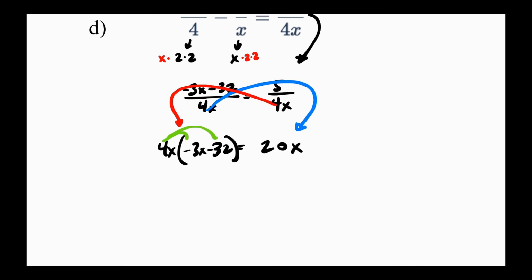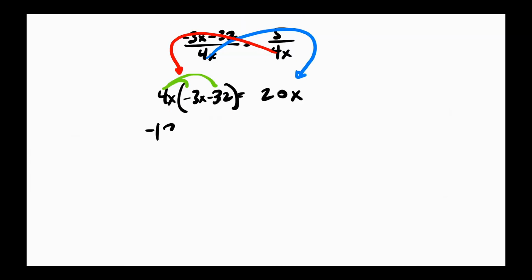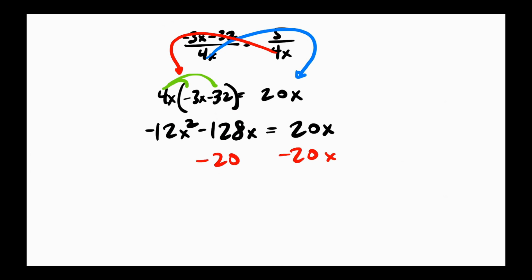Distribute: negative 12x squared minus 128x equals 20x. It's got an x squared, so I got to get everything on the same side. So this negative 20 or positive 20, I'm going to subtract from both sides, and it's going to subtract from negative 128.